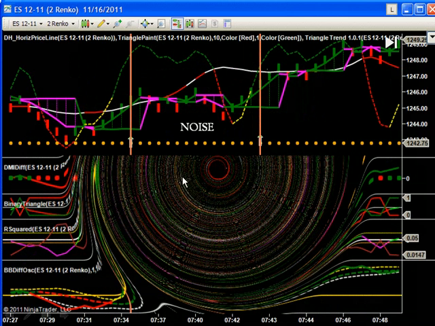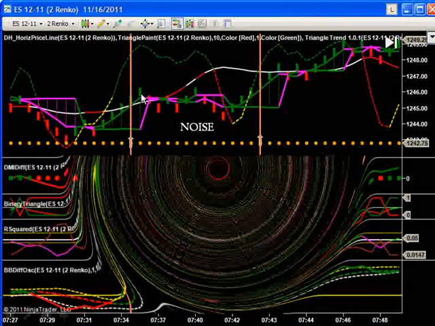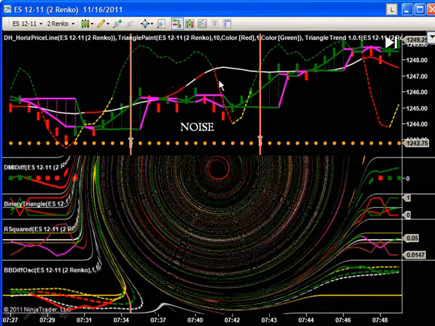Now, I blurred the bars here so they wouldn't become a distraction, but probably this blur is more of a distraction than if I hadn't changed the bars. But the point is, if you were trading 2 Renko, this is how much noise you would have had in that same day, that same time period, that same 6 minutes and 51 seconds. From here to here, nothing but noise.